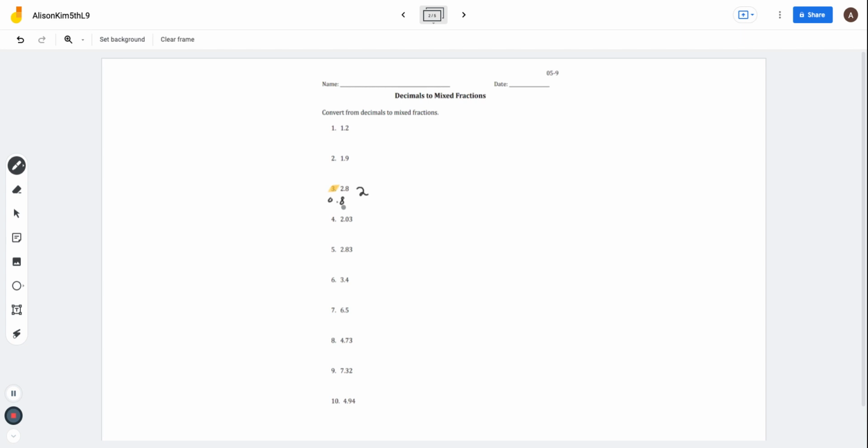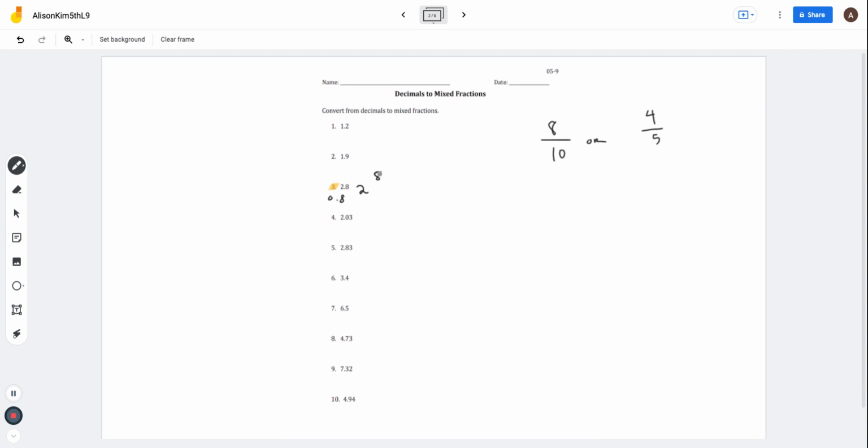So we know that 8 is in the tenths place, right? So we know that 8 is going to be over 10, just like its name, the tenths place. Now you can leave it as 8 over 10, or you can have it as 4 over 5, because we know that it can be simplified into 4 over 5 because both 8 and 10 are divisible by 2. So you can have 2 and 8 tenths, or you can have 2 and 4 fifths. Usually your teachers will prefer the 2 and 4 fifths.